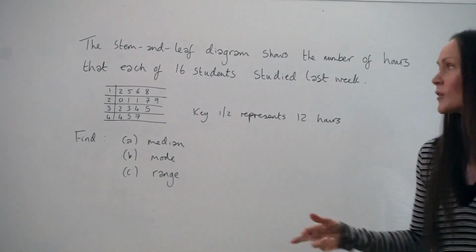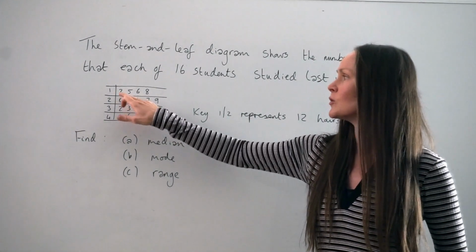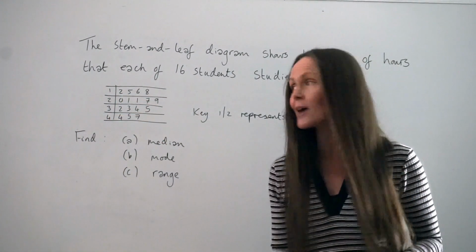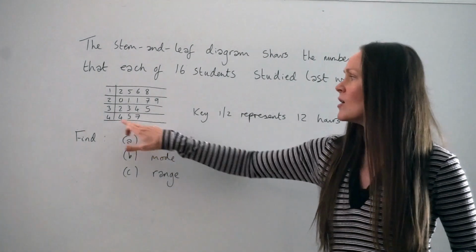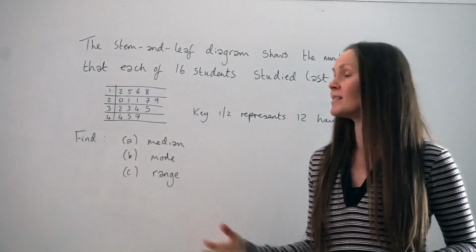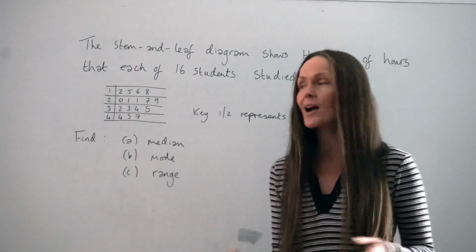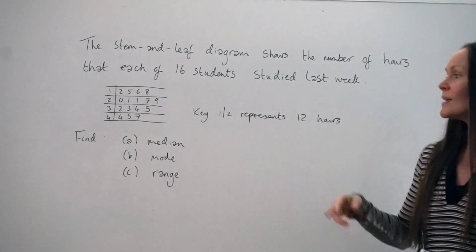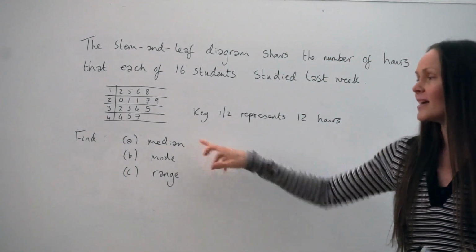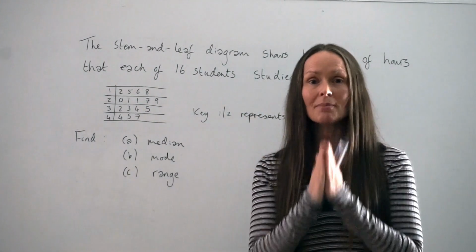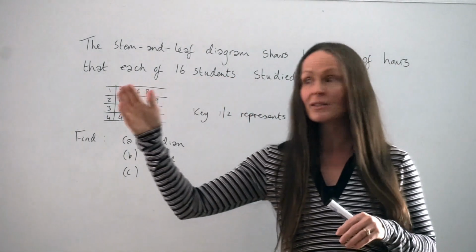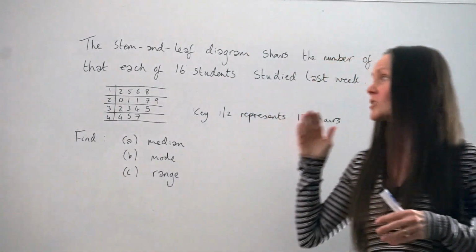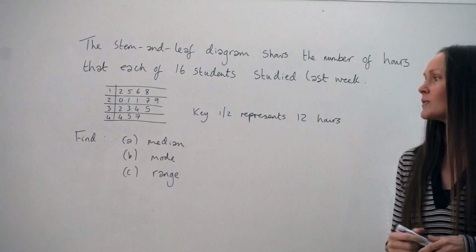So if we look at the first student here, this student, 1-2, spent 12 hours studying last week. And if we look at the last student, this one here, 4-7, just means that that student spent 47 hours studying last week. So let's start by working out the median. Now the median is always the middle value in a set of data when the data is organised from smallest to largest, which it already is in the stem and leaf diagram.